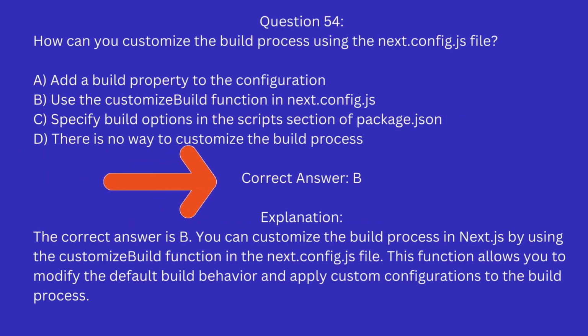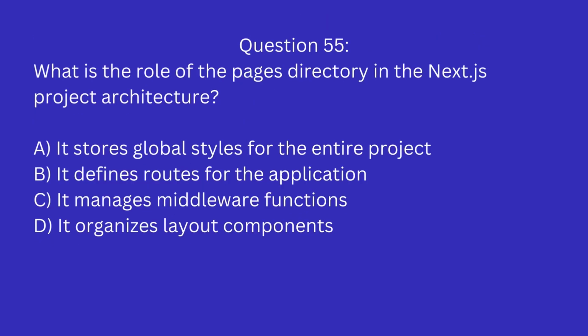Correct answer, B. Explanation. The correct answer is B. You can customize the build process in Next.js by using the customize build function in the next.config.js file. This function allows you to modify the default build behavior and apply custom configurations to the build process.